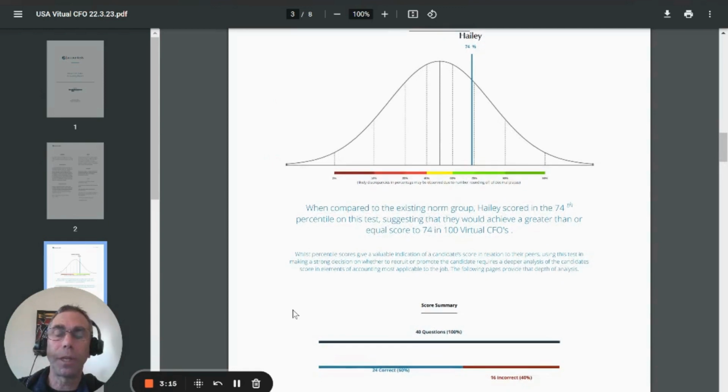You can see at the bottom there that they got 24 correct and 16 incorrect. The tests are hard, so the midpoint in most of the tests is around 20, but of course that's compensated for by the fact that the difficulty is the same for everybody.